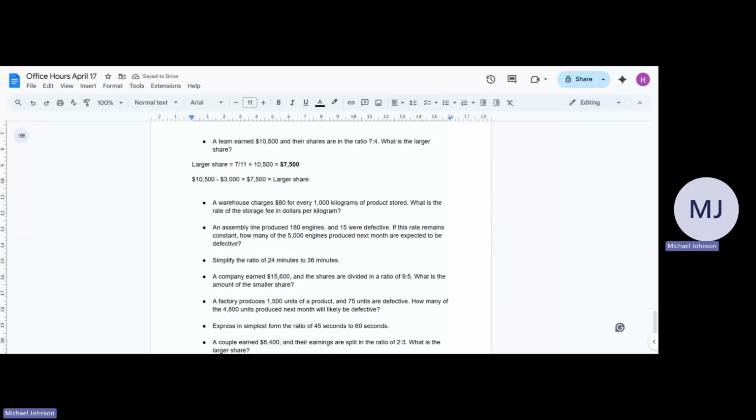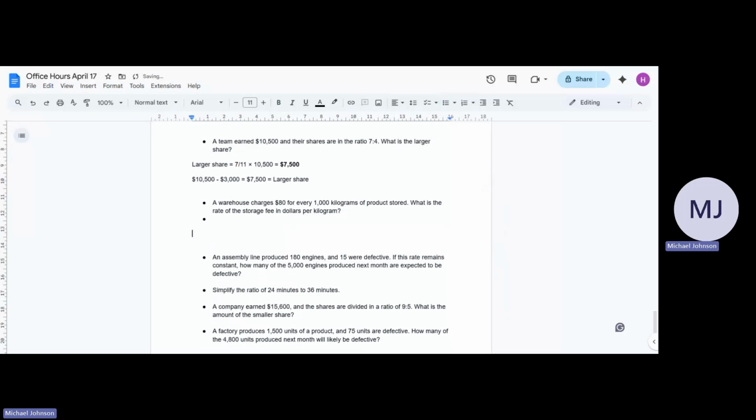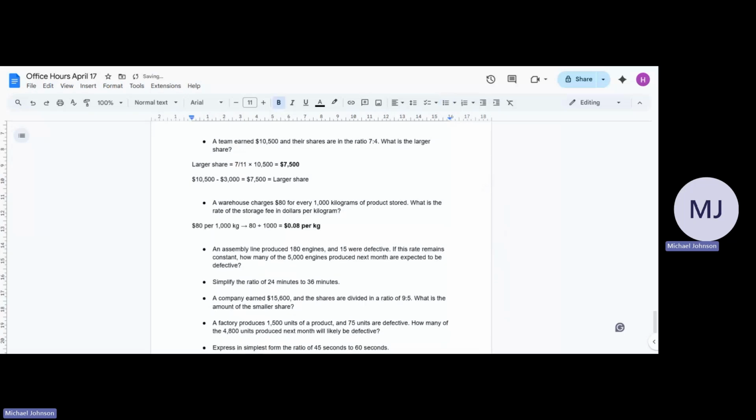And then a warehouse charges $80 for every 1,000 kilograms of products stored. What is the rate of storage fee in dollars per kilogram? So here, $80 per 1,000 kilograms. 80 divided by 1,000 equals $0.08 per kilogram. So you just divide the dollars by the amount of kilograms. You get $0.08 per kilogram.